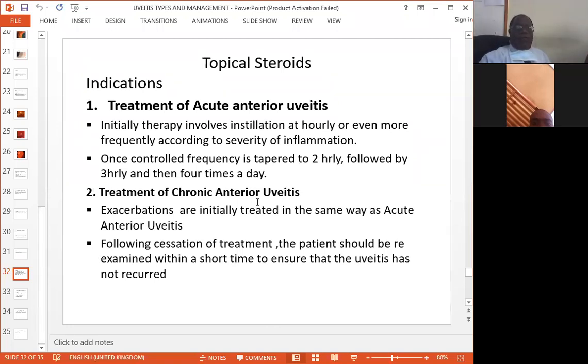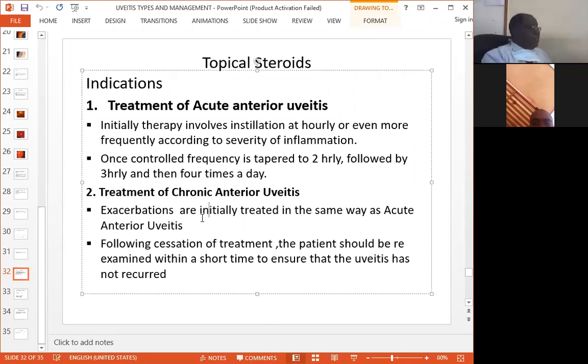Indications for topical steroids: treatment of acute anterior uveitis. Initially, therapy involves instillation hourly or even more frequently according to the severity of the inflammation. That's the person who is treating who will assess. If it is serious, you give it more frequently. Once controlled, you drop down to 2 hourly, followed by 3 hourly, then 4 times a day. In other words, you have intensive treatment, you see there is progress, you reduce the intensity of treatment until you can settle for 4 times a day.